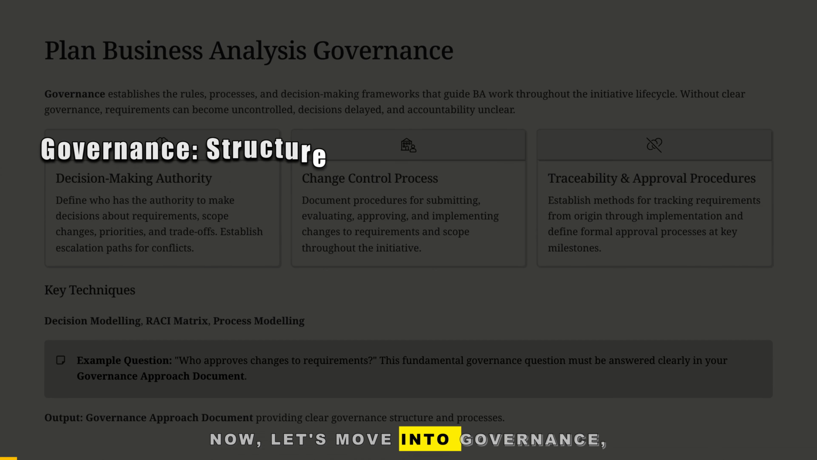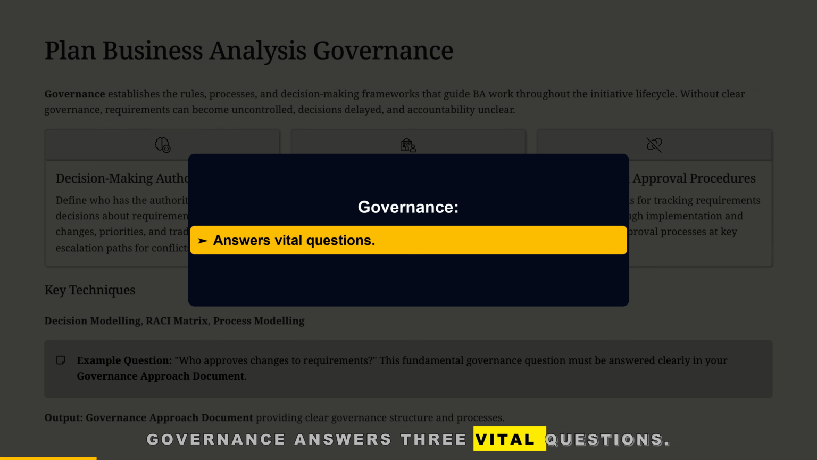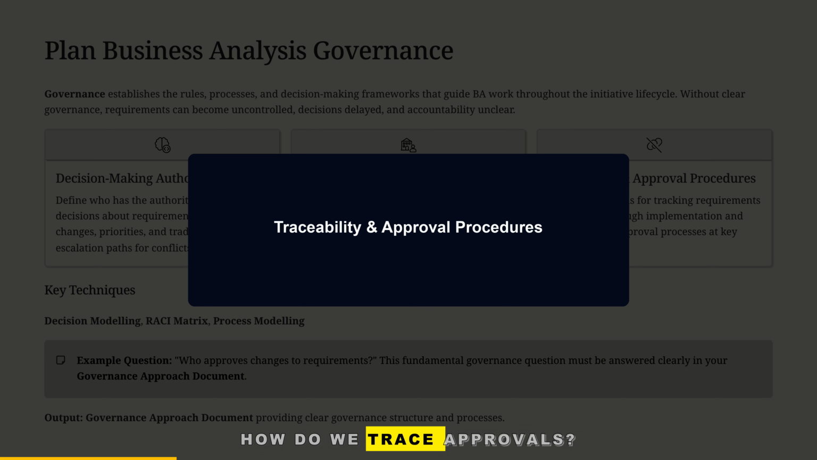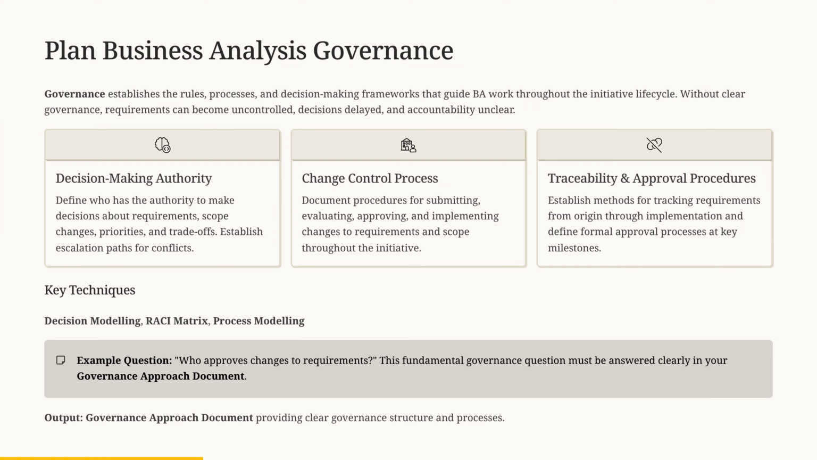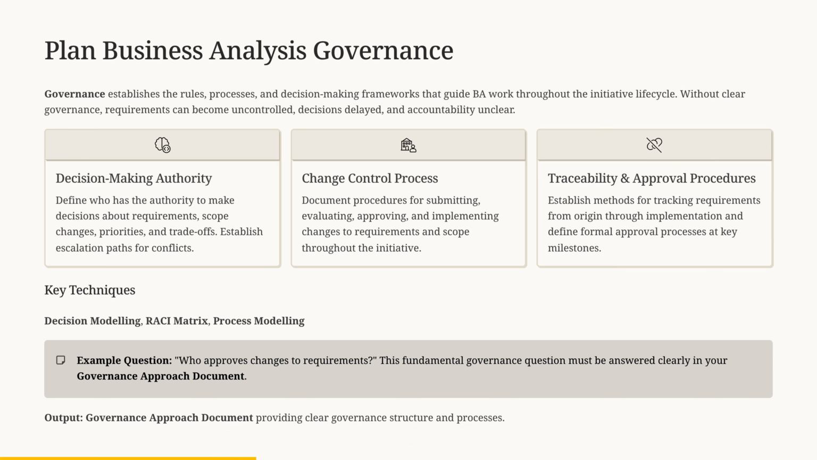Now, let's move into governance, the structure that keeps your analysis under control. Governance answers 3 vital questions: who makes decisions? How are changes handled? How do we trace approvals? In real projects, governance prevents confusion and rework.